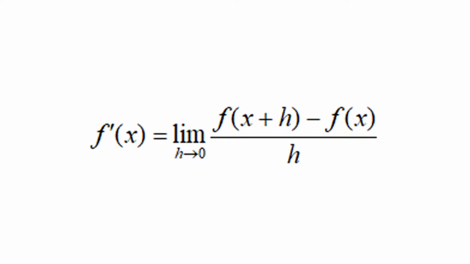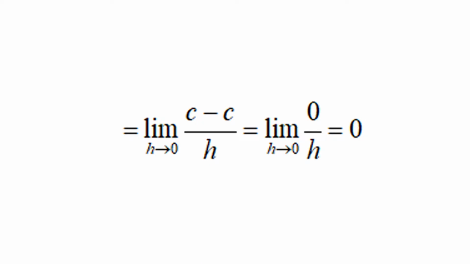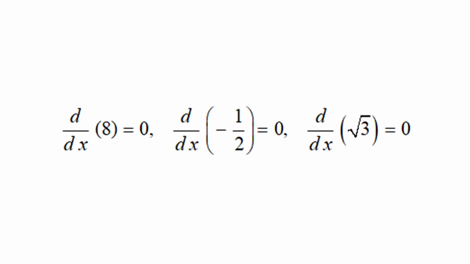With f(x) equal to c, f(x+h) equal to c also, and f'(x) equal to the limit of (f(x+h) minus f(x)) upon h as h approaches 0, which is equal to the limit of (c minus c) upon h as h approaches 0, which is equal to the limit of 0 upon h as h approaches 0, which is equal to 0. In particular, d/dx of 8 equal to 0, d/dx of negative 1 upon 2 equal to 0, d/dx of square root of 3 equal to 0.